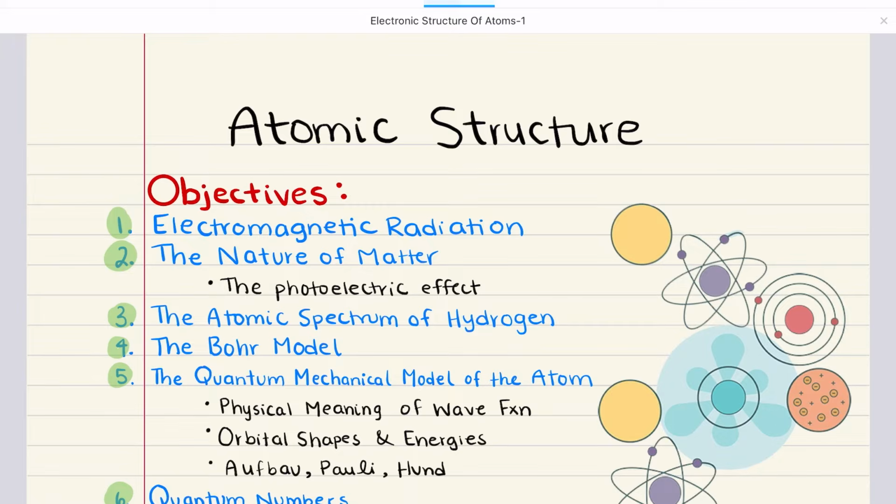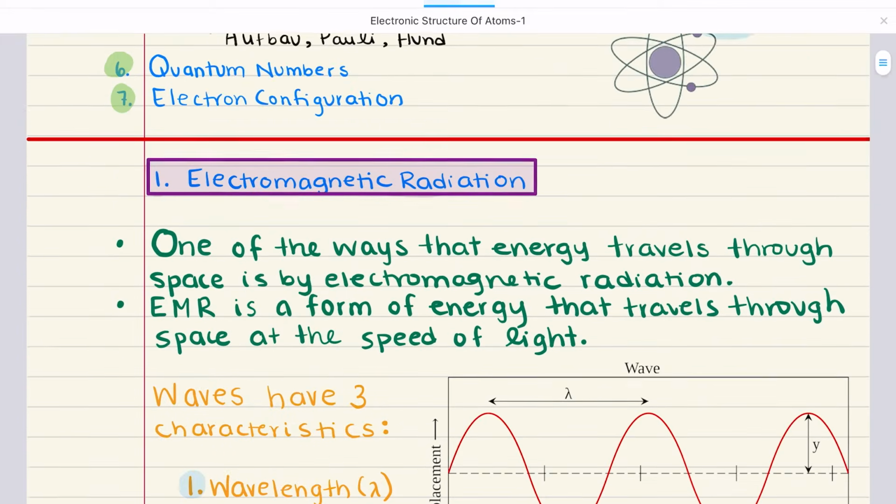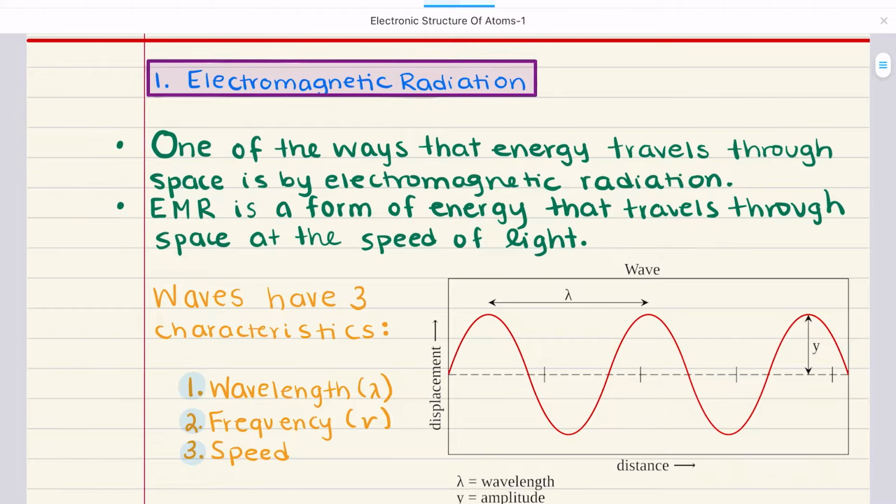With that introduction, let's go ahead and get started with this first objective. Here we're going to consider the properties of light, more properly called electromagnetic radiation. Now, one of the ways that energy travels through space is by electromagnetic radiation. The light from the sun, the energy that's used to heat up your food in the microwave, the X-rays that are used by your doctors and dentists, these are all examples of electromagnetic radiation.